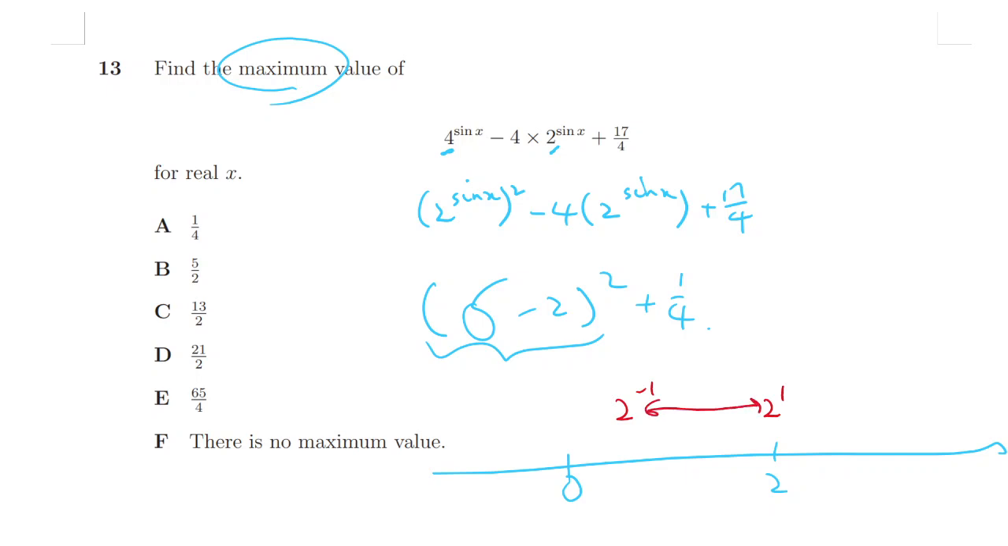Okay, but as I said, you want the maximum value, right? So you want the apple to be as far as possible away from 2. So it must be here, which is 2 to the negative 1, 1/2. So that's why you know the apple is 1/2. And that's achieved when the sine x is negative 1. Okay, so 1/2 minus 2, that's 3 halves. 3 halves squared, which is 9 over 4. So therefore 9 over 4 plus 1 over 4 is 10 over 4, which is 5 halves. Good. So the answer would be B.